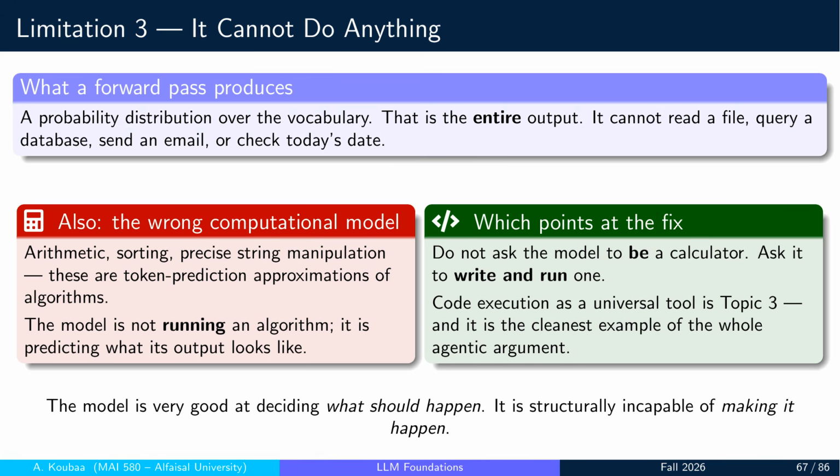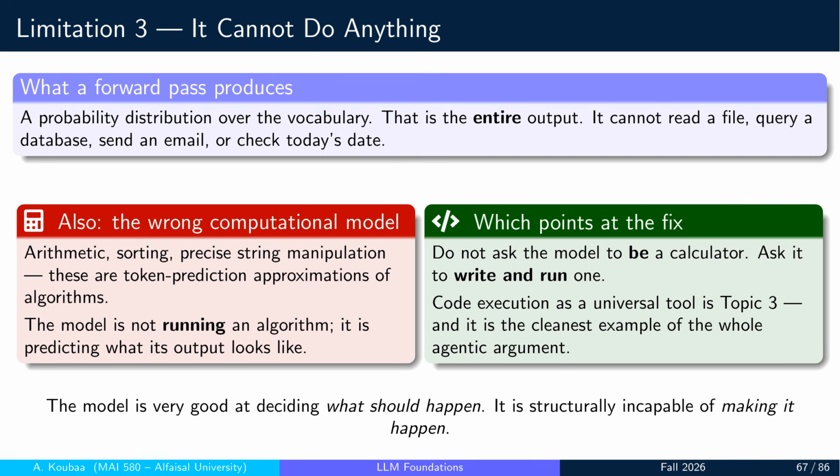Limitation 3. Let us be precise about what a forward pass actually produces. It produces a probability distribution over the vocabulary. That is the entire output. It cannot read a file, it cannot query a database, it cannot send an email, it cannot check today's date.